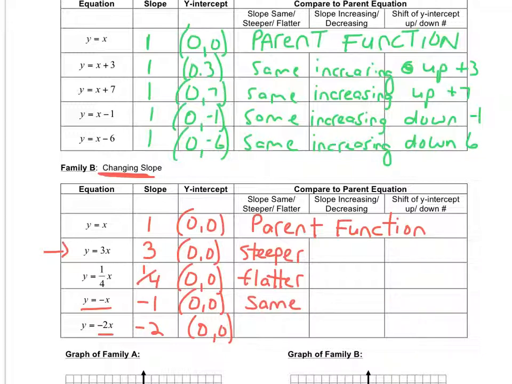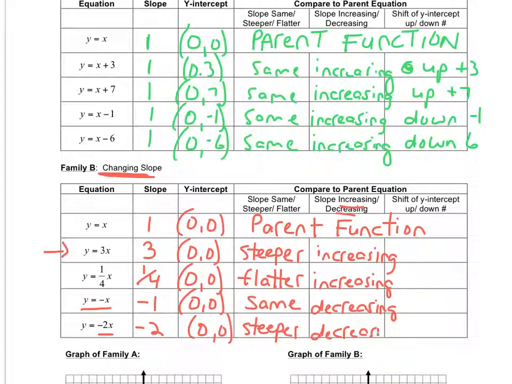And then -2, that is steeper, but because it's negative, it's going to affect the next block. So let's fill this in now. Slope increasing or decreasing. So if it's positive, it's increasing. So this one is increasing. And this one is increasing because it's 1/4 and it's positive. But the ones that are negative, see, those are the ones that will be decreasing. So the next two are both negative, so you have a decreasing line. That means it's going down from left to right.